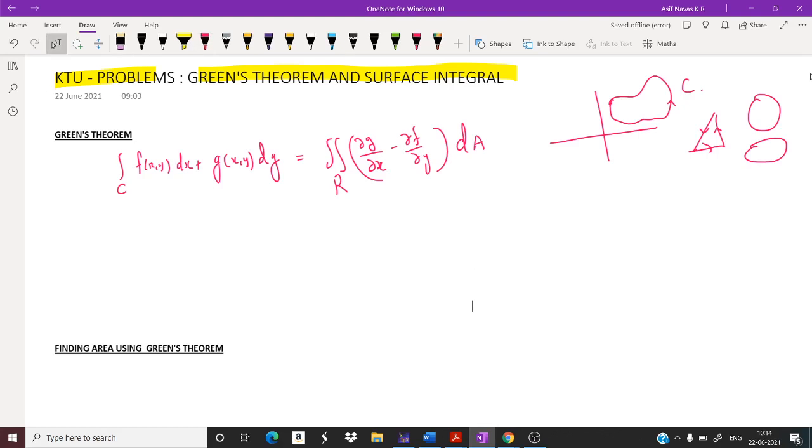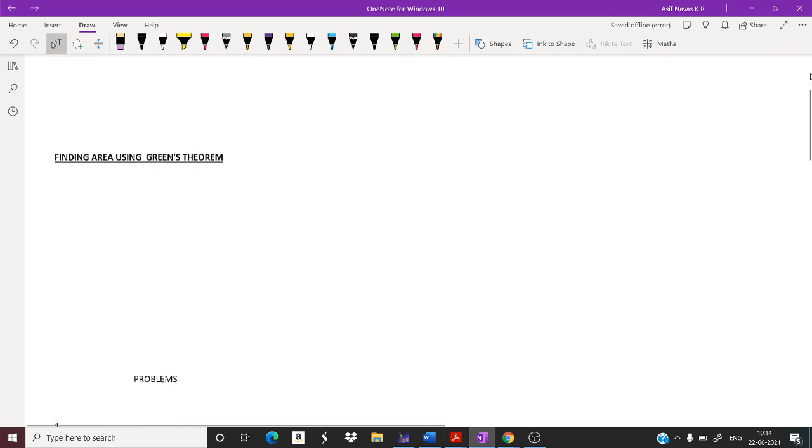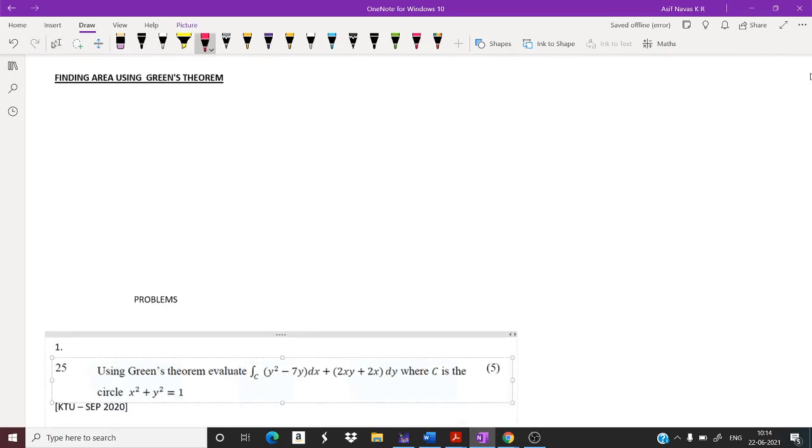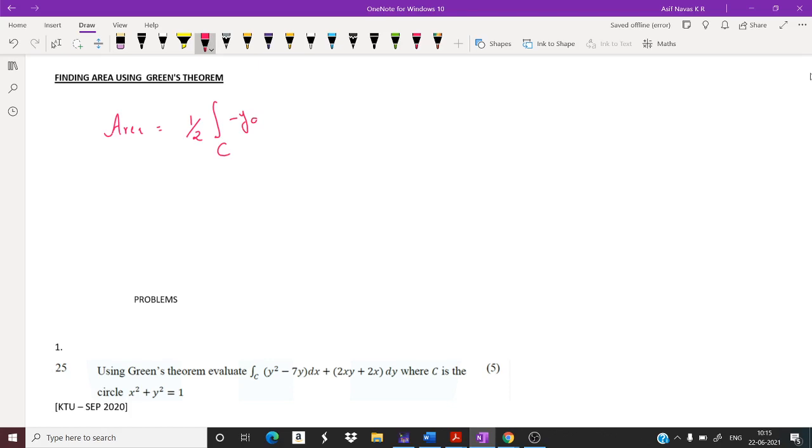Now there is one more application. Let us recall that application. We can also find the area of a region by using Green's theorem. So what is that formula? Anybody remember that formula? Area is equal to 1/2 times the integral over C of minus y dx plus x dy. So this is the formula for finding the area of a region.